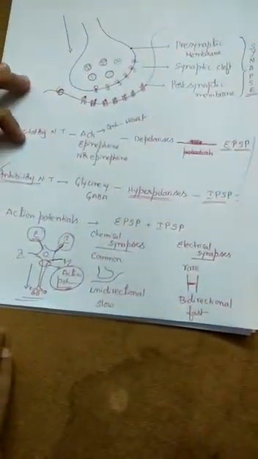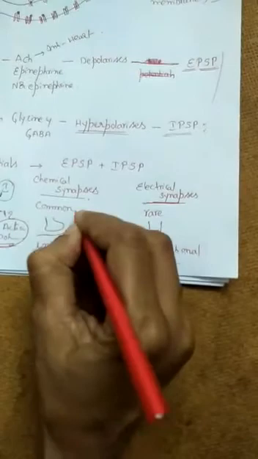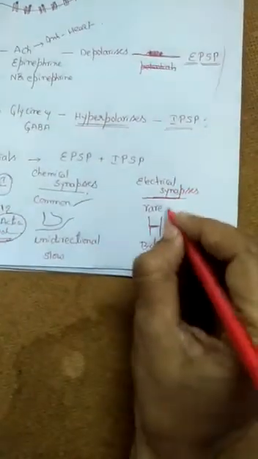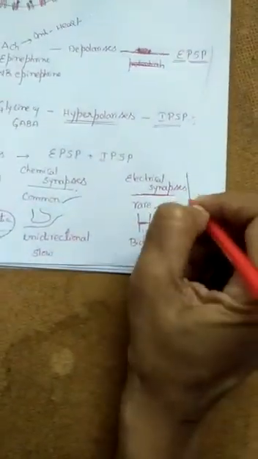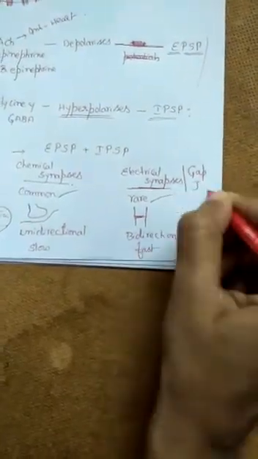And there are other synapses also called electrical synapses in our body. So now we will see the differences between chemical synapses and electrical synapses. As we know, these chemical synapses are common in our body and electrical synapses are very rare, and these electrical synapses are otherwise called gap junctions.